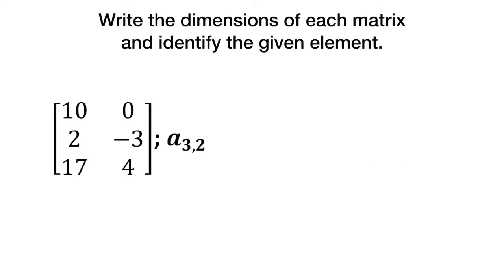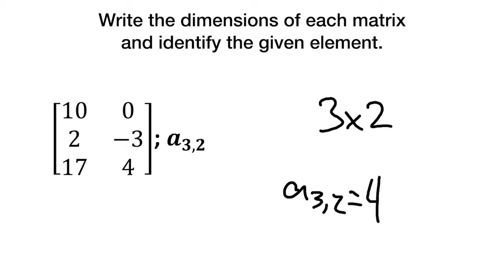We have one more that we're going to try. In this case, this would be a 3 row by 2 column matrix, so a 3 by 2. And A3,2 would be row 3, column 2, or 4.